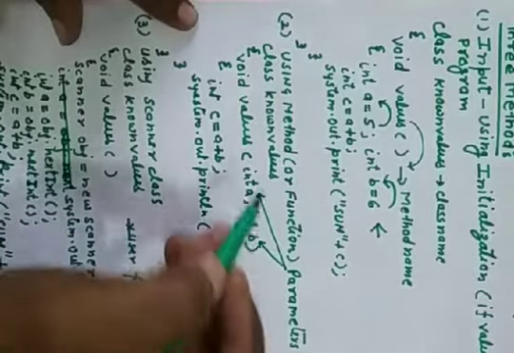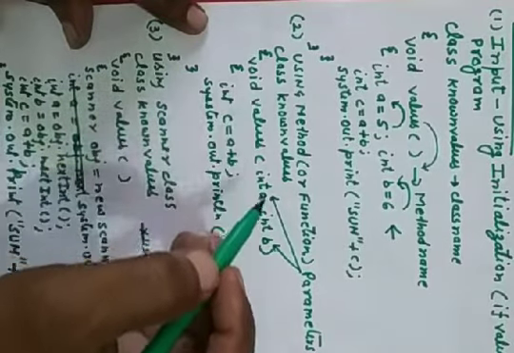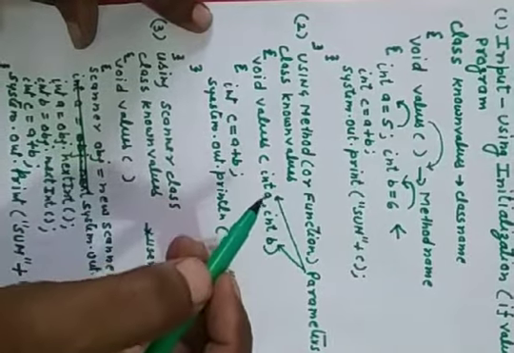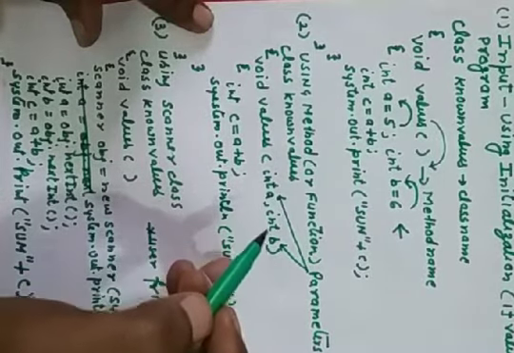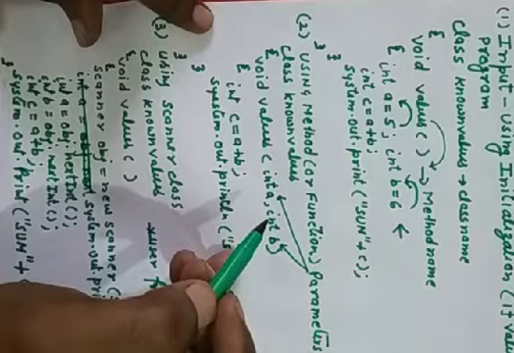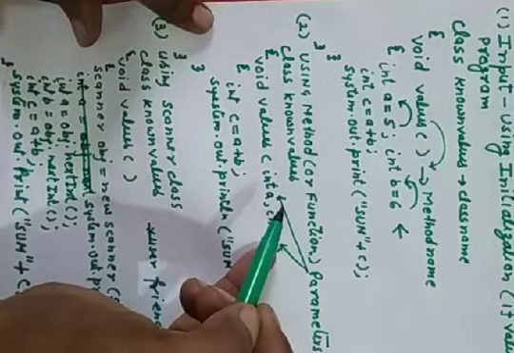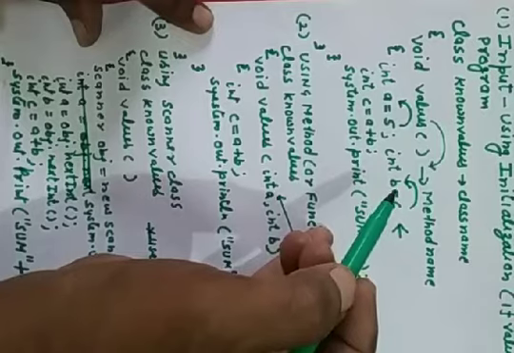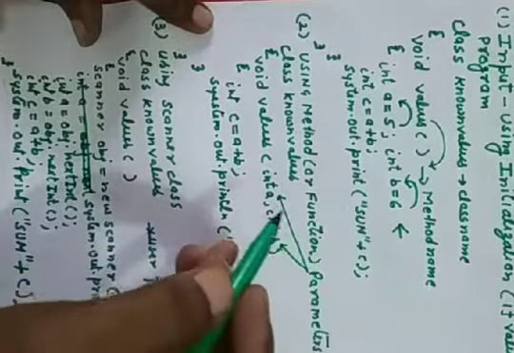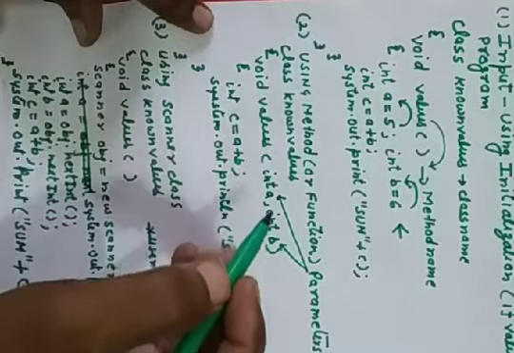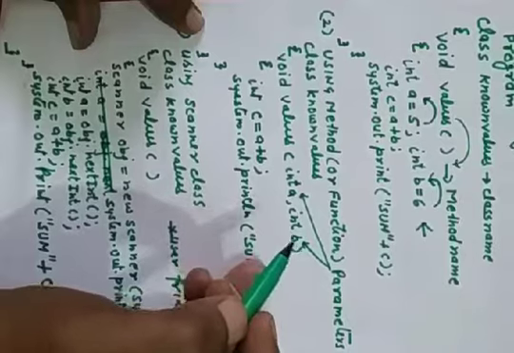But in this, when this line executes, the computer will execute void values(int a, int b), so it will ask for the values of a and b. Are you getting me? What is the difference between this and this? In this, values are known. We have given values already into a and b, 5 and 6. But here, when this line executes, the computer will ask for the values of a and b.